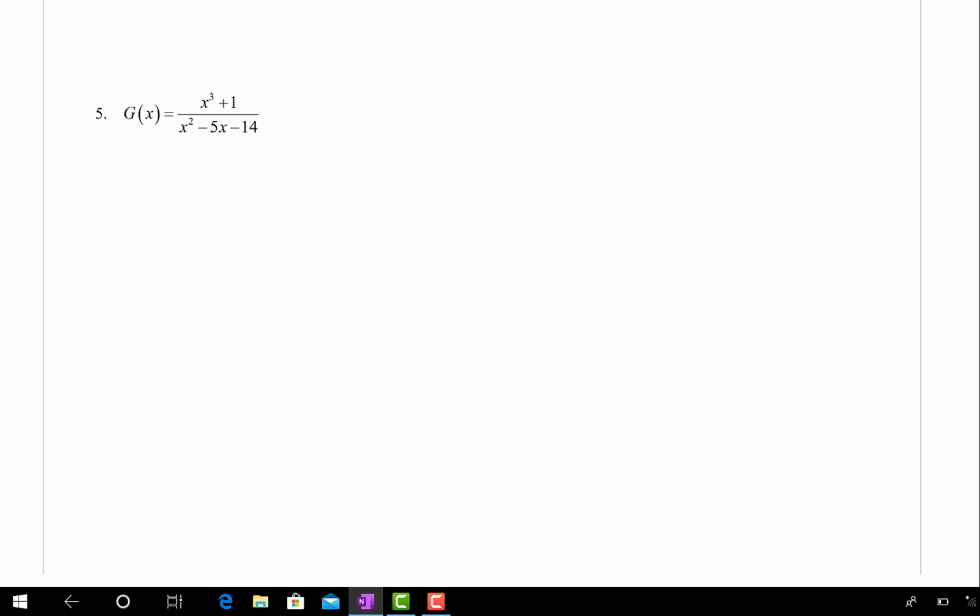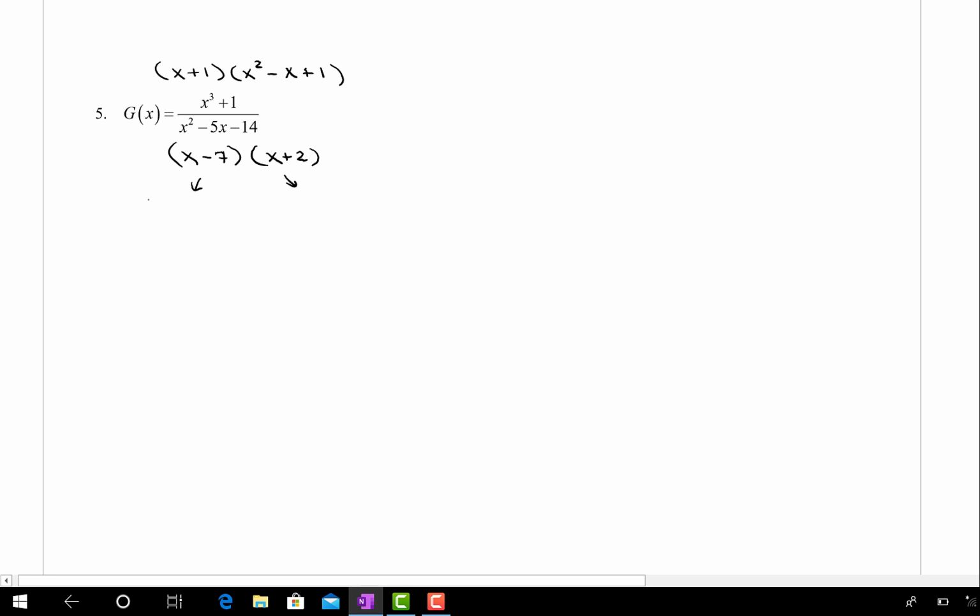And then we could factor out the numerator, if we happen to end up with an x plus 1 in the denominator. So for the denominator, I need two numbers that multiply to give negative 14 and add up to give negative 5. So that's going to give me x minus 7 and x plus 2. Yes, that works. Neither one of these factors is an x plus 1. So I'm not even going to bother to factor out that numerator. Okay, I will factor it out so you guys can see. The factors of the numerator are going to be x plus 1 times x squared minus x plus 1. There are no common factors.